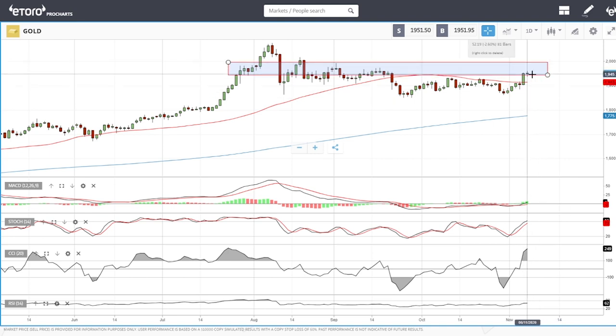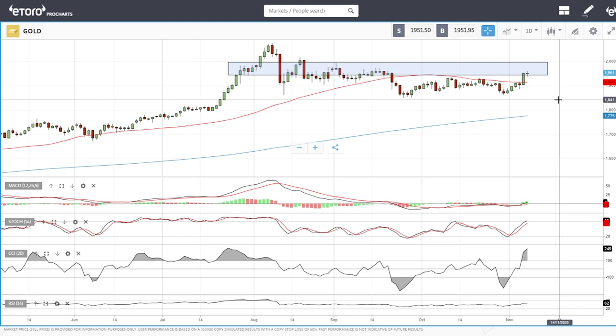So if we break this area, which is all the way up to the 2000 level, then we go to these very highs and beyond that. There is probably no doubt about that. But we also need to see a near collapse of the US dollar.